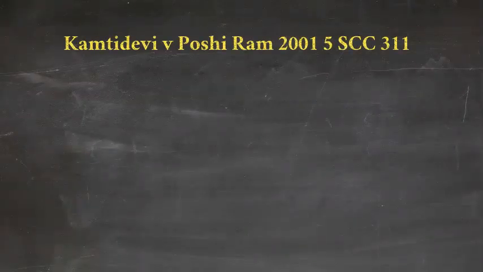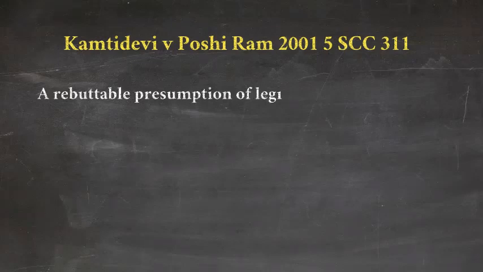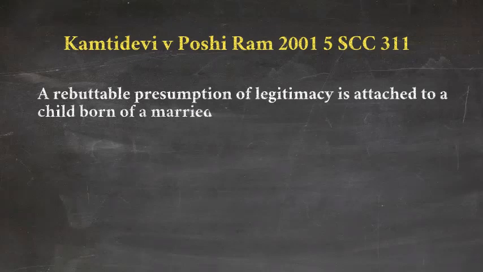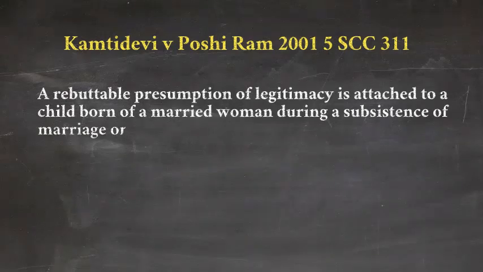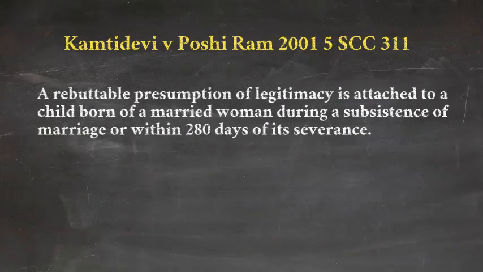In the case of Kamti Devi versus Poshiram, the Honorable Court disregarded the evidence produced by the husband stating that he did not have access to the wife, holding that a conclusive presumption of legitimacy is attached to a child born of a married woman during subsistence of marriage or within 280 days of its severance. Therefore, any evidence that would prove otherwise would not be considered by the court, and the conclusive fact would remain that the child is a legitimate child born out of the wedlock.